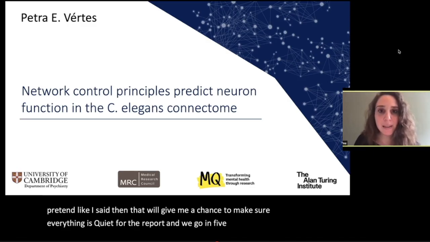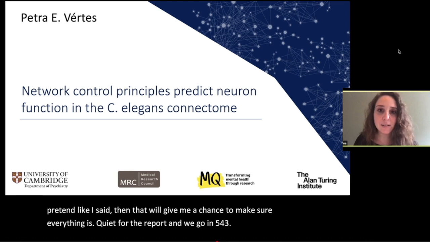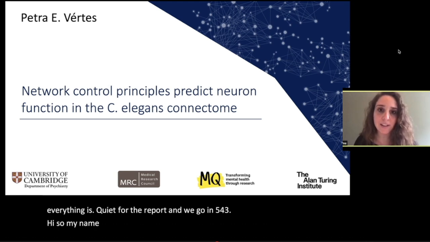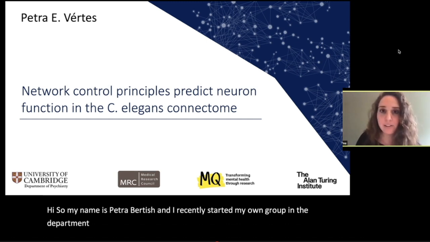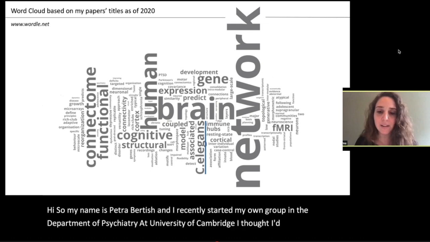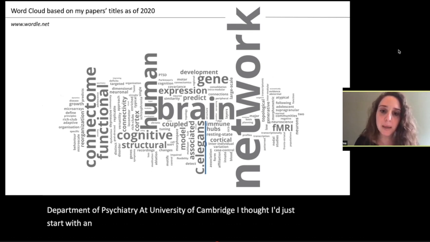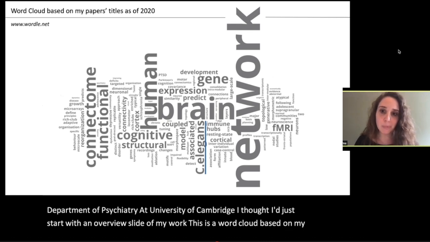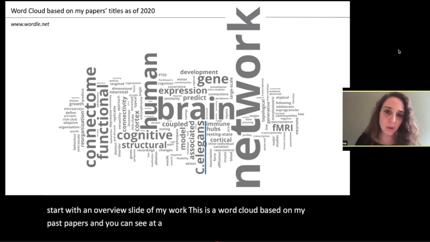Hi, so my name is Petra Vertes, and I recently started my own group in the Department of Psychiatry at the University of Cambridge. I thought I'd just start with an overview slide of my work. This is a word cloud based on my past papers, and you can see at a glance that the key themes are human brain networks. So at least that means I'm at the correct conference.